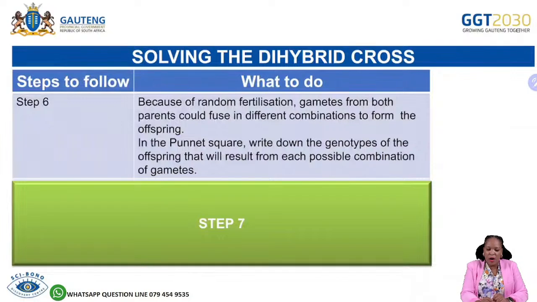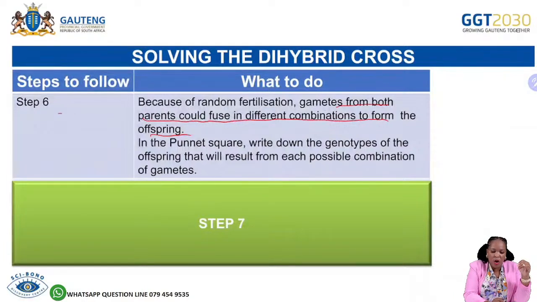So because of random fertilization, remember we said fertilization is random. That is why you're not only going to get one row. You're going to work out all the possibilities, because it is random. Gametes from both parents could fuse in different combinations to form the offspring. Hence, you have to have all your combinations of all the possible gametes from the one parent and the possible gametes of the other parent. It is because of what? Random fertilization. Fertilization is not just precise one.